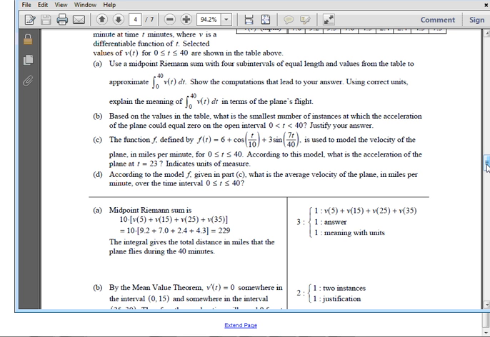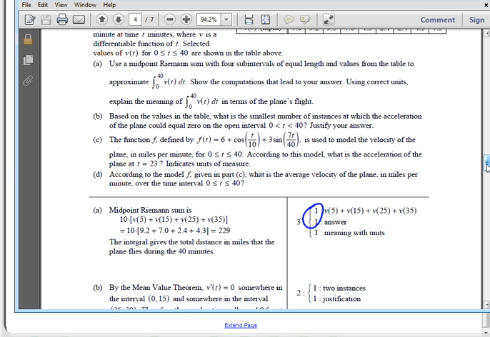And my units were in feet, right? Oh, miles. Sorry. The integral gives the total distance in miles the plane flies during the first 40 minutes. You have to have all of that. You can't just have some of it. Okay, Julian, did you get that? You have to have all of that to get that point. So you might only get these points. You might not get that point.